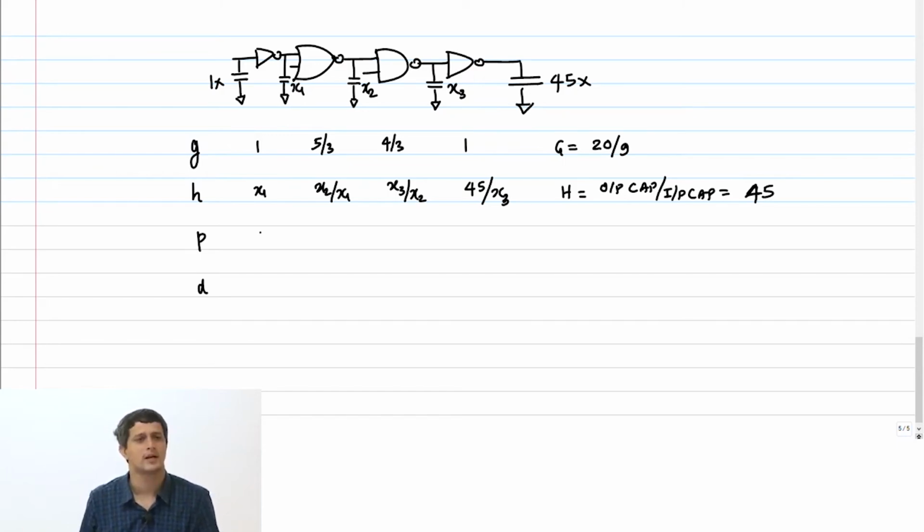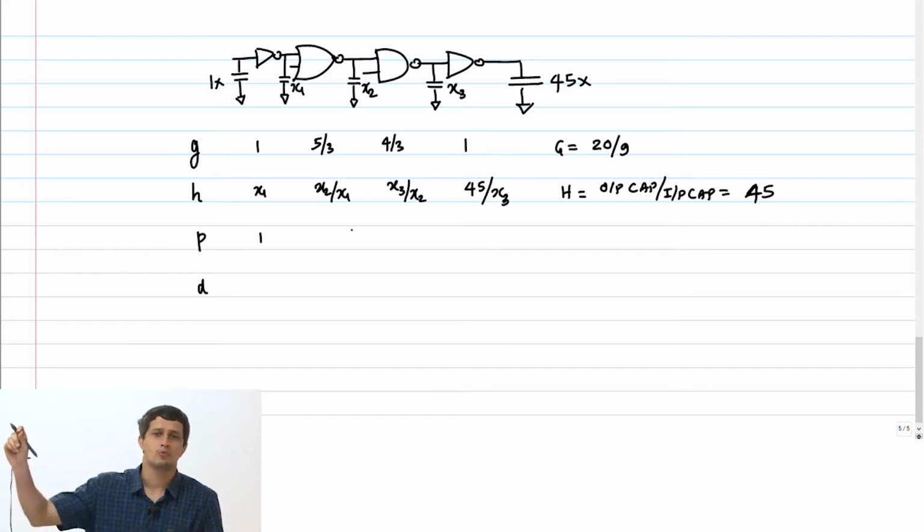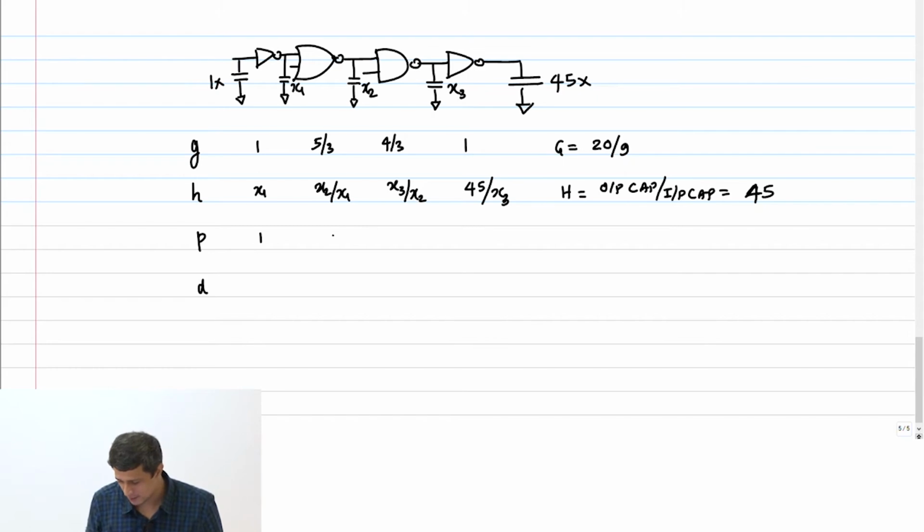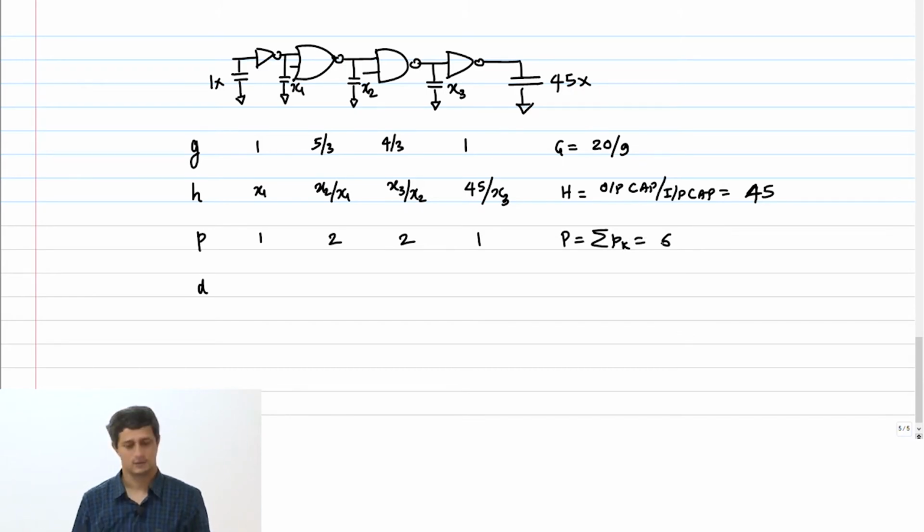What is the parasitic delay? For the inverter it is 1. What about the NOR? You count the output capacitance, right? So you have 4 plus 2, 6 by 3, that is 2. Now this NAND 2 is also 2 because it is 2, 2, 2, right? And again this is 1. So the summation of Pk is nothing but 6.